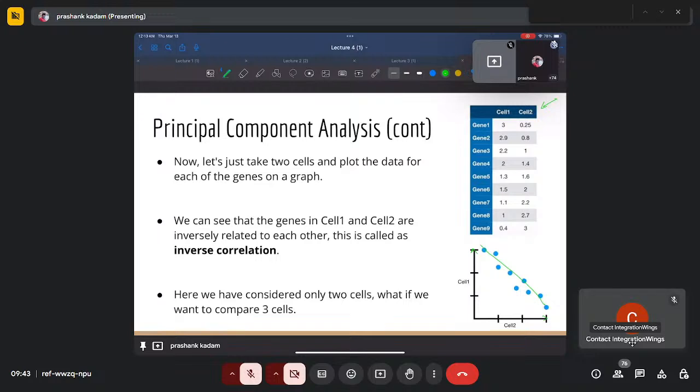So therefore, for 2 cells, it is easy. I make a 2-dimensional plot. I'm able to plot all the data points and verify how they are related to each other. But now, what if I have 3 cells, right?